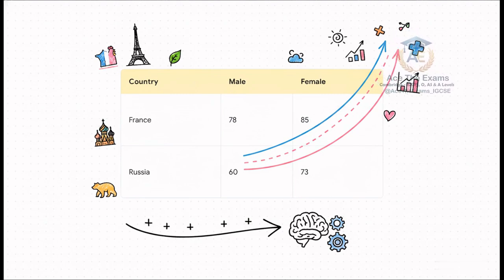Over in France, male life expectancy is 78, while female is 85. Now compare that to the Russian Federation, where male life expectancy is 60 and female is 73. So the data clearly points to a positive correlation. Even though females generally have a higher life expectancy across the board anyway, nations that have a high female life expectancy consistently see a higher male life expectancy as well. It tells us that environmental, healthcare, and economic factors are clearly lifting or lowering both of those variables together.